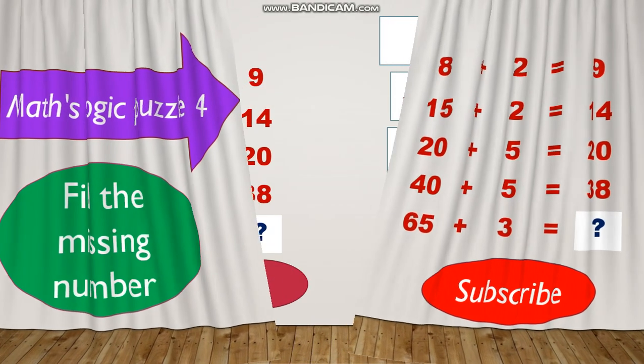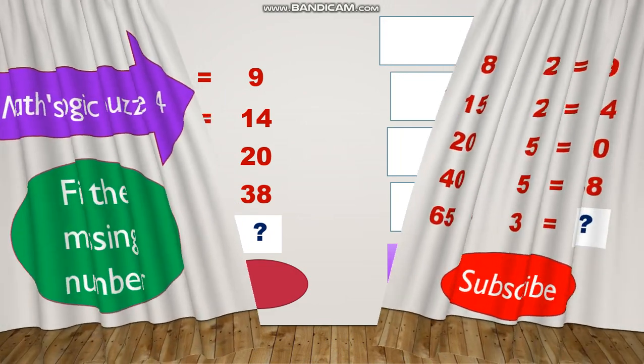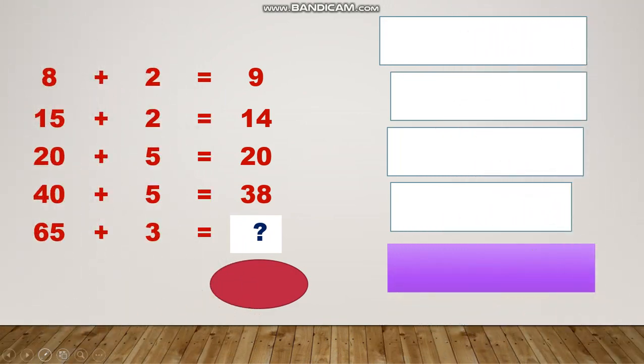Let us move to the answer. See here, we are given a standard: 8 plus 2 is actually 10, but the given answer is 9. So the actual answer is 10, the given answer is 9, and 10 minus 9 is 1. This is the one difference between the actual answer and the given answer.